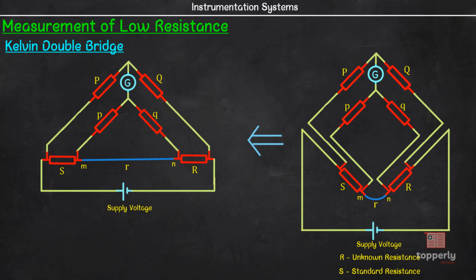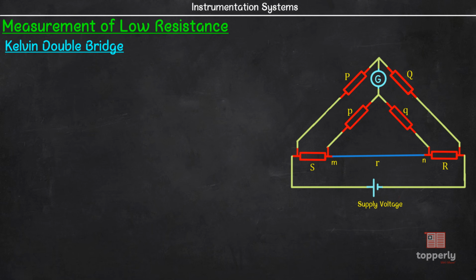Now, before evaluating the circuit, I am redrawing the circuit like this. If you check, both these circuits are equivalent. Only thing is that it is drawn differently. Now let's proceed to evaluate the circuit. So let me name this point as A, this as B, this as C, and this as D.